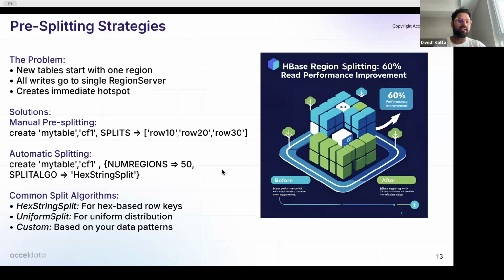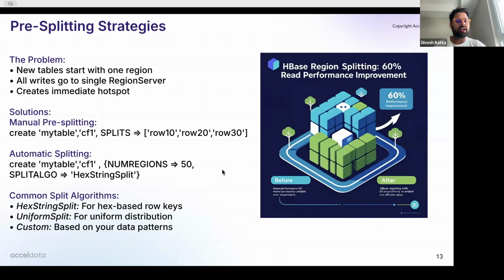Here's a real example. An IoT company was ingesting data from 100,000 sensors. They were using sensor ID as a row key, so they pre-split into 100 regions based on sensor IDs. This immediately distributed their write load across their entire cluster instead of creating a single hotspot.